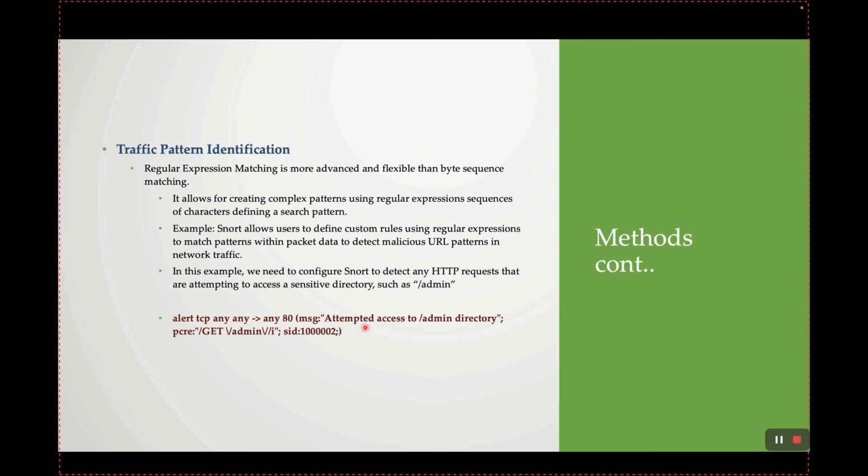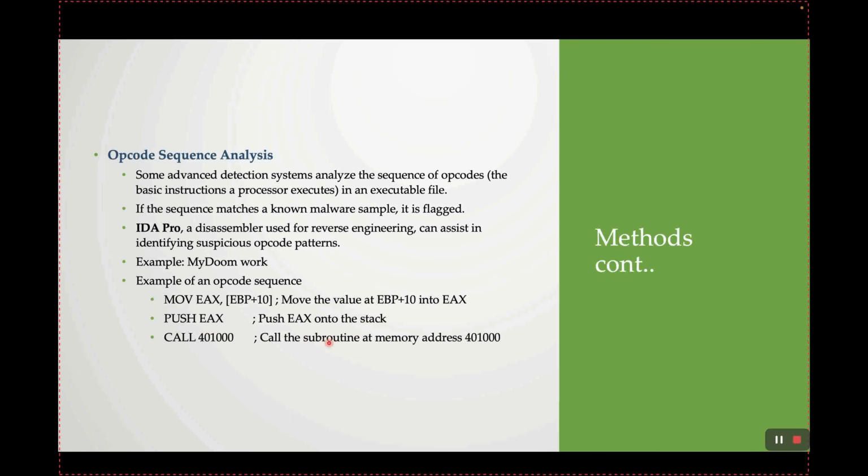Now here, the message you see on the screen is the message that will be logged if the rule is triggered. And here also, this is basically the Perl compatible regular expression part of the rule. This tells Snort to look for the pattern GET /admin in the packet data, where the i at the end of the expression indicates case insensitive matching. The last part here is the Snort ID, and it should be a unique one.